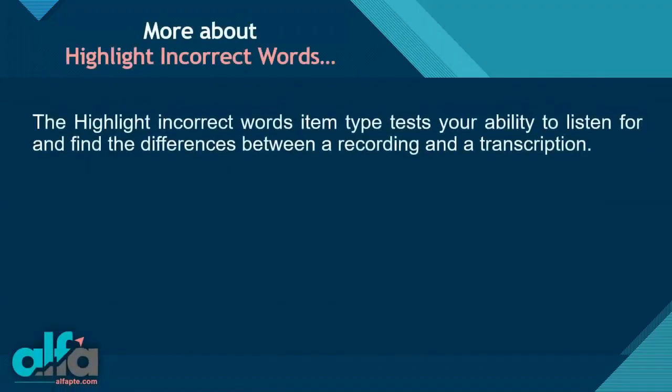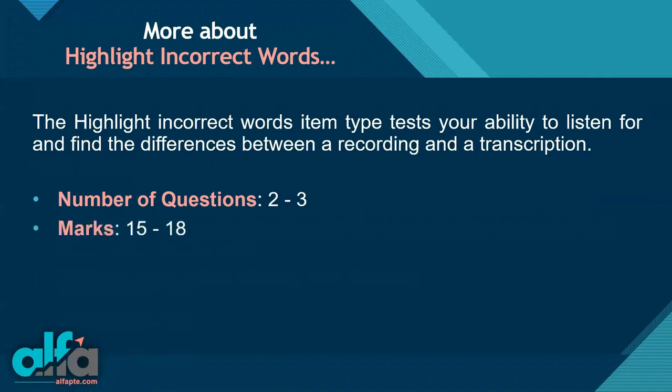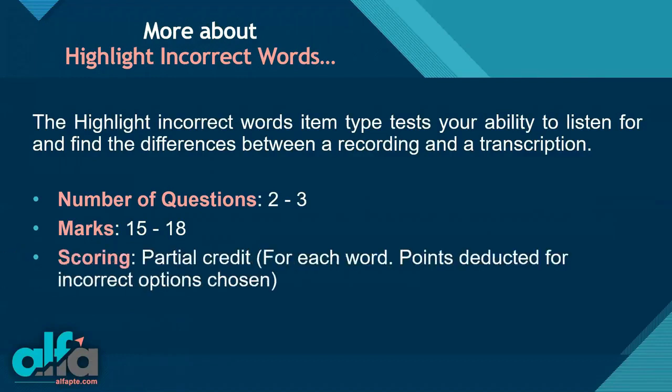The highlight incorrect words item type tests your ability to listen for and find the differences between a recording and a transcription. So see what the difference is. What did they say in the recording? Did they write the same thing in the transcript? If not, then highlight. You will get a minimum of 2 to a maximum of 3 questions, and you will get around 15 to 18 marks, which will be further divided between the reading and listening modules.